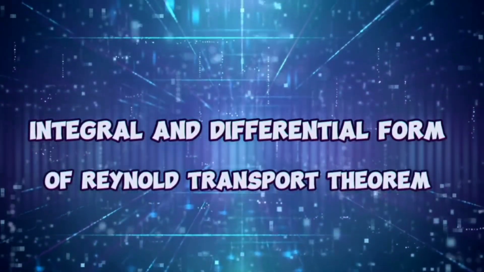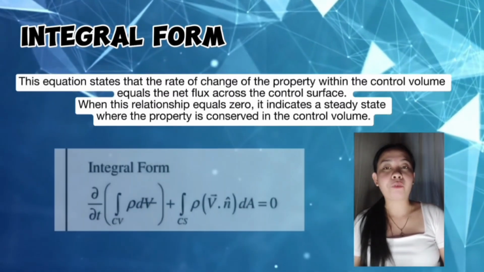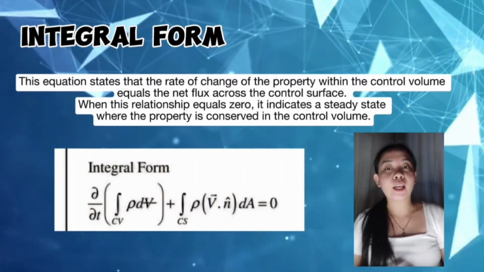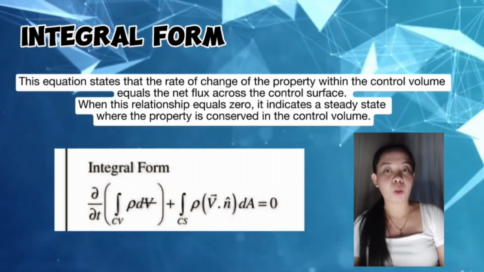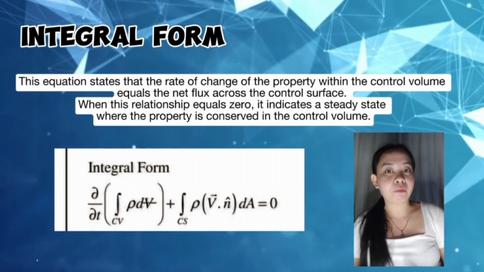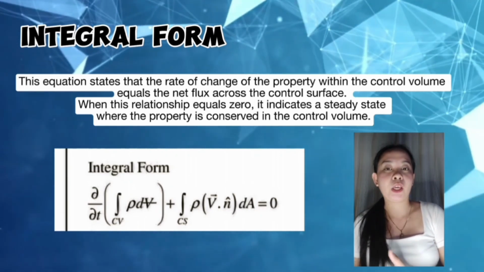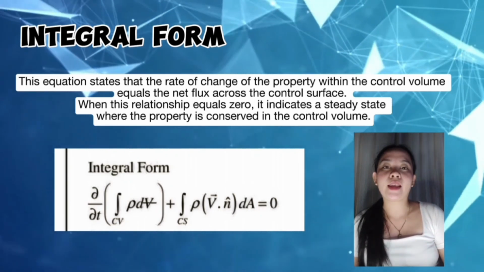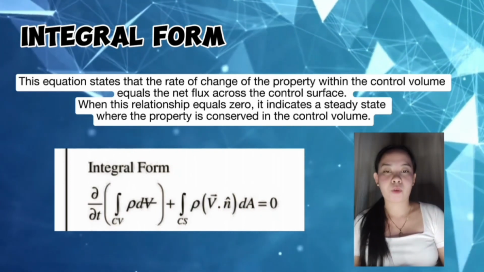Integral and differential form of Reynolds transport theorem. In the integral form of Reynolds transport theorem, this equation states that the rate of change of a property within the control volume is equal to the net flux across the control surface. When this relationship equals 0, it indicates a steady state where the property is conserved in the control volume.